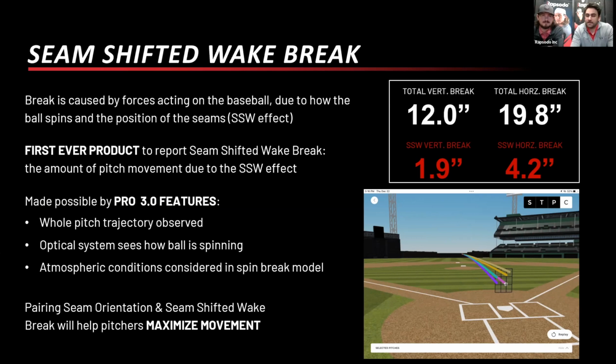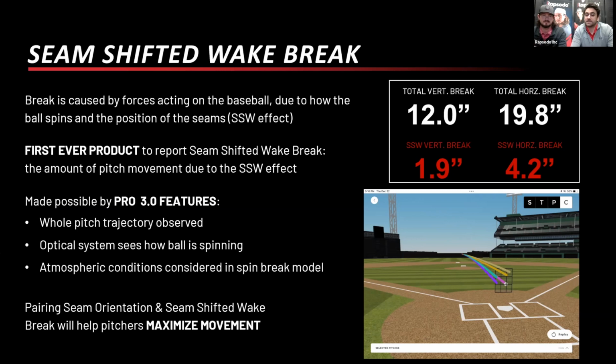So the big thing to point out here is that the seam shifted wake vertical and horizontal break isn't in addition to the total break. It is saying, for example, there were 12 inches of total vertical break, and of those 12 inches, 1.9 inches of that was due to the seam shifted wake effect. So this is made possible by advancements in the Pro 3.0 over the Pitching 2.0 product.